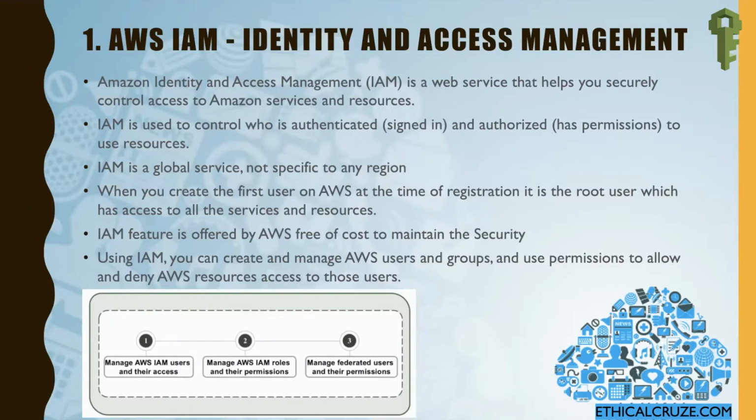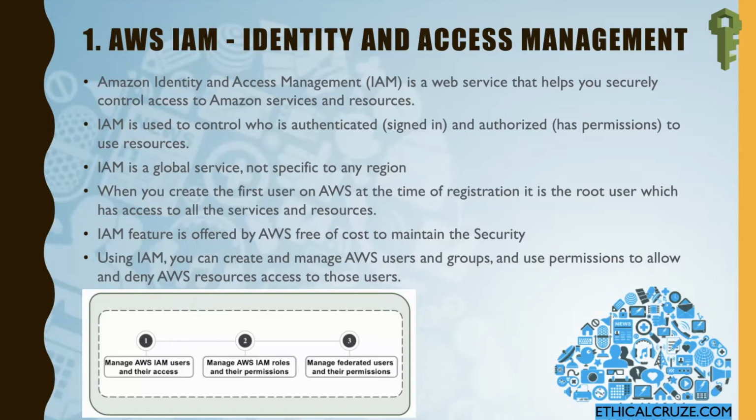Everything is provided as a web service in AWS. IAM is also a web service that Amazon provides that helps us to secure our account. It helps us to secure and control the access of Amazon services as well as the resources. Also, IAM is used to control who is authenticated, signed in, and authorized, has permissions to use resources.